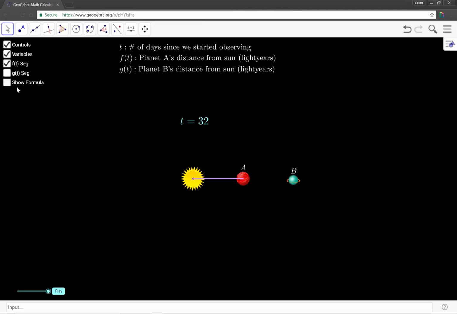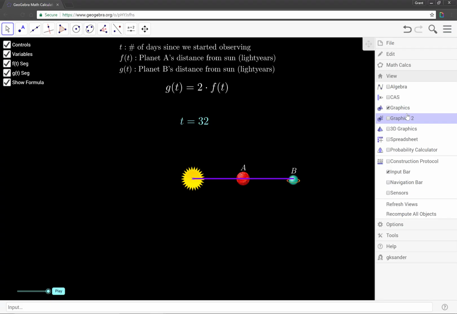Now if we draw a segment to represent g of t, it'll go from the sun to planet B, and this new segment should be 2 times as long as the previous one we drew. This is because planet B is 2 times as far away from the sun as planet A. And as the planets rotate, the segment representing g of t will be 2 times as long as the one representing f of t. And since g of t is always 2 times as large as f of t, we can write the formula g of t equals 2 times f of t to express g of t in terms of f of t.